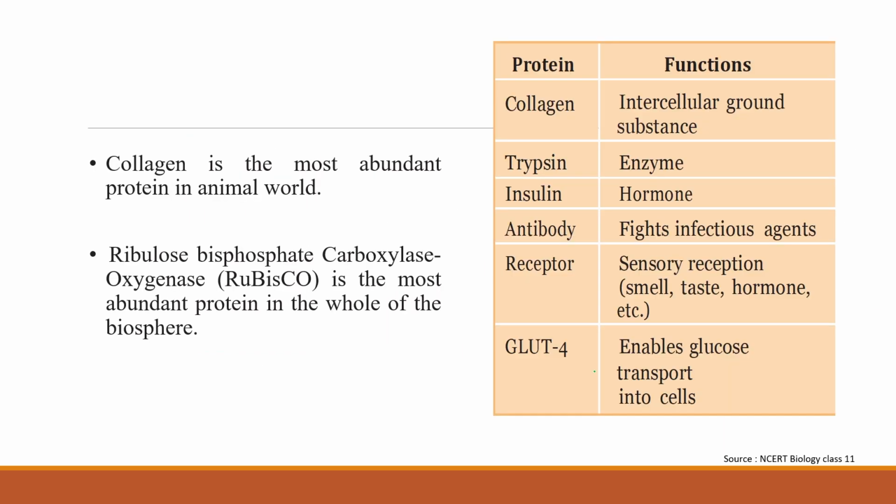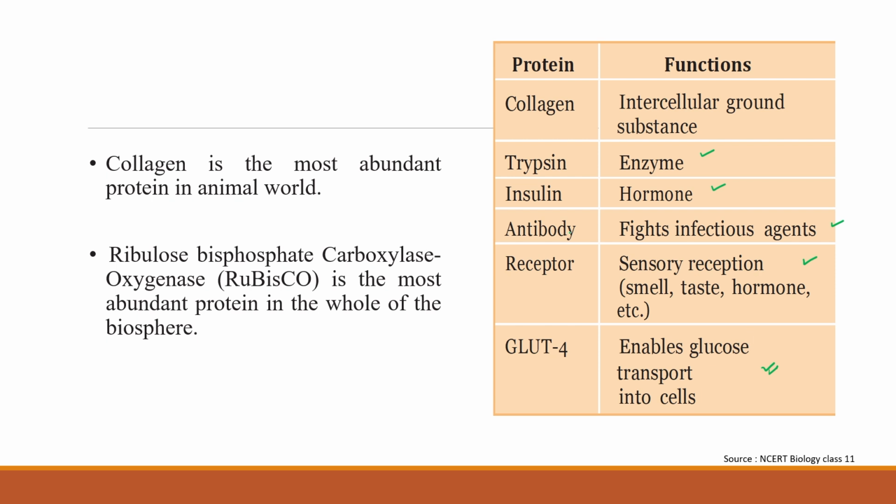Now there is plenty of work done by different types of proteins. As you can see, protein can act as an intracellular substance, as an enzyme, as a hormone, and as an antibody in our defense system. It is also present in certain kinds of receptors, it may be a sensory receptor or another kind of receptor. They can also act as transporters. They are used in the transport system to transport glucose.